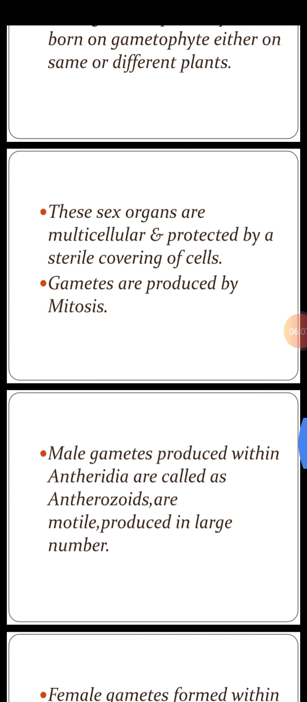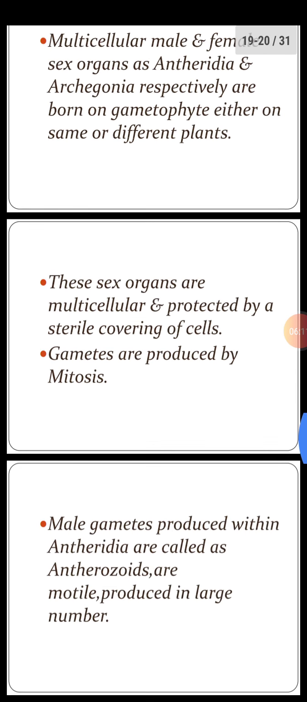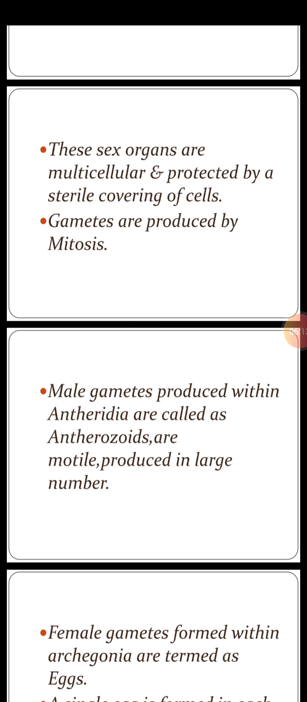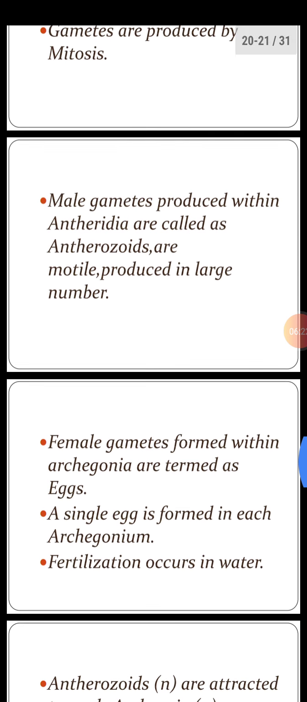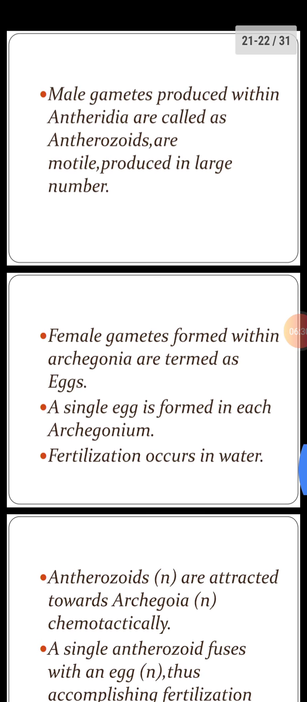Male gametes are produced in antheridia and they are called antherozoids. These antherozoids are motile, moving, and produced in large numbers. Female gametes are formed within archegonia and are termed eggs. A single egg is formed in each archegonium.